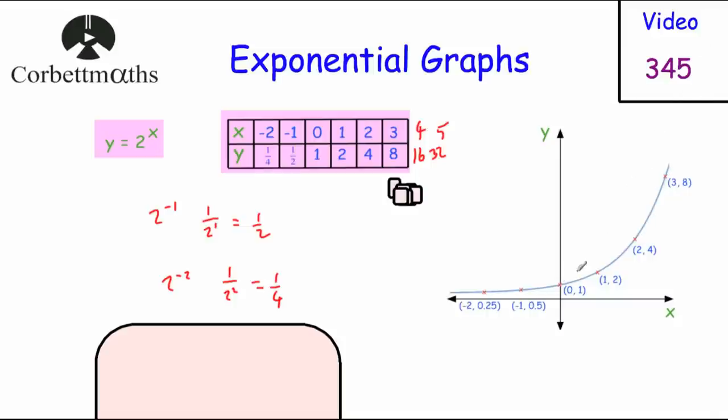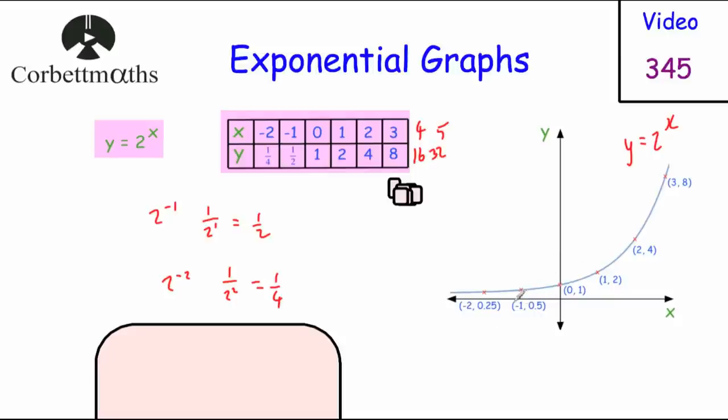So the right-hand side of this graph gets very steep very quickly. And on the left-hand side, well, we're going to have minus 1, a half, minus 2, a quarter. And what happens is this graph approaches the x-axis but never reaches it. So it goes down like so. Okay? So this is the graph of y equals 2 to the power of x.